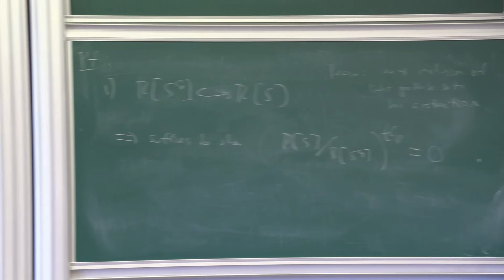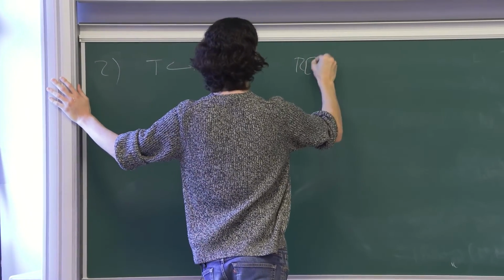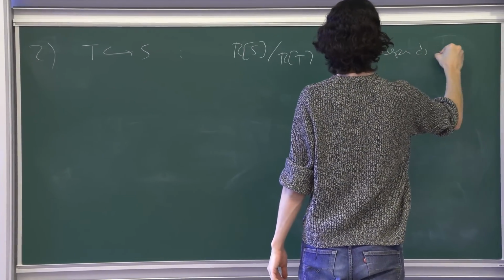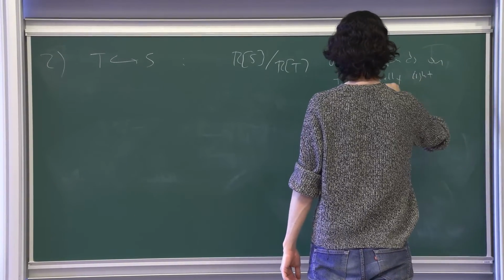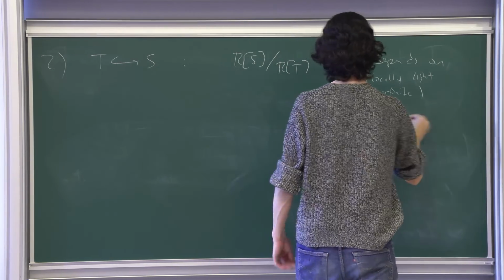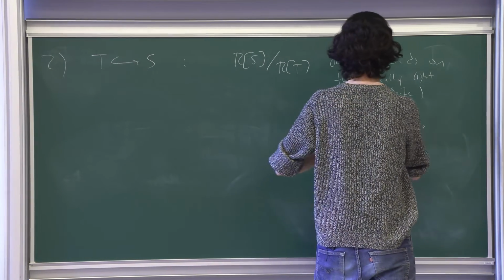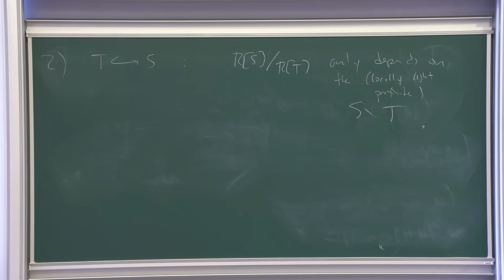And the second claim is that generally, if you have T inside S, then R bracket S mod R bracket T only depends on the locally compact, locally light profinite space, which is the complement S minus T. It's not like group actions where you can choose. So that's not a precise claim.